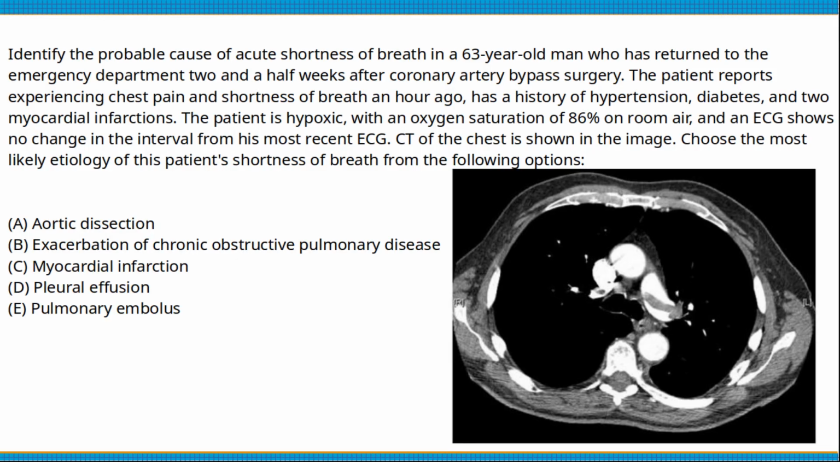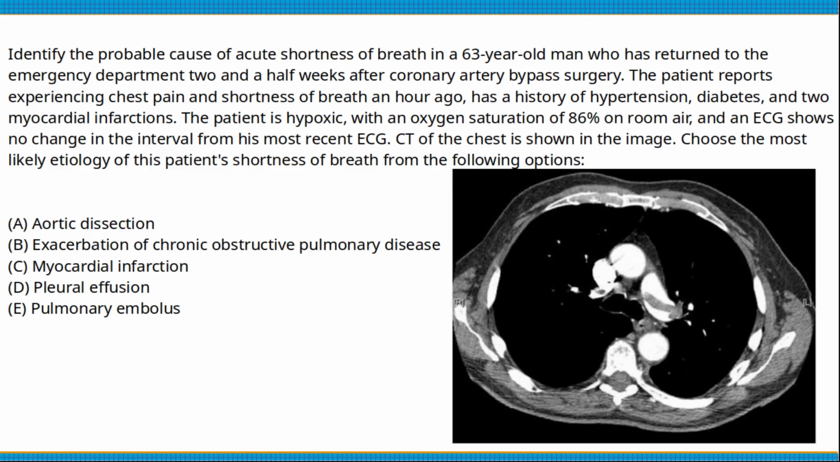Identify the probable cause of acute shortness of breath in a 63-year-old man who has returned to the emergency department 2.5 weeks after coronary artery bypass surgery. The patient reports experiencing chest pain and shortness of breath an hour ago, has a history of hypertension, diabetes, and 2 myocardial infarctions. The patient is hypoxic, with an oxygen saturation of 86% on room air, and an ECG shows no change in the interval from his most recent ECG.